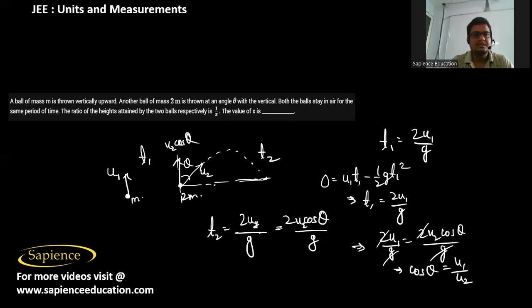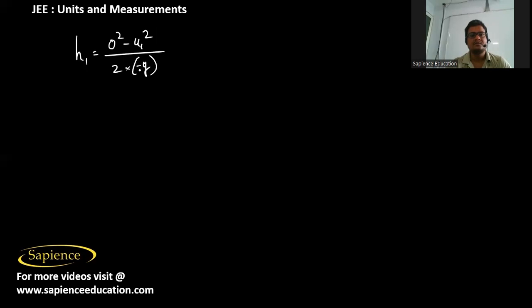The ratio of the heights attained by the two balls. So the height attained by the first ball equals v square minus u square by 2a. A is minus g, so that is u1 square by 2g.